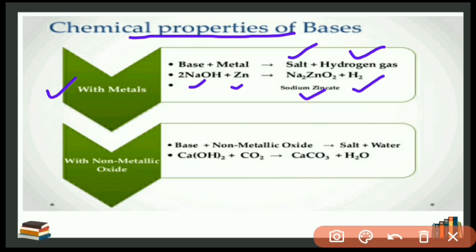Second property, when base reacts with non-metal oxide, the non-metal oxide nature is acidic. So when acid and base react with each other, the charge is neutralized and they form salt and water. In equation form, calcium hydroxide reacts with carbon dioxide, a non-metal oxide, and forms calcium carbonate and water molecule. So it is also a type of neutralization reaction. These two chemical properties are shown by base.